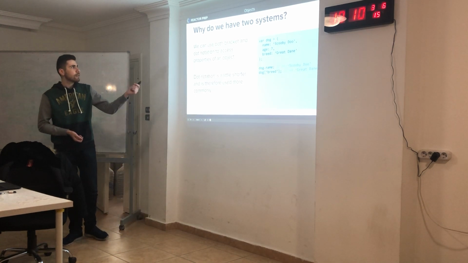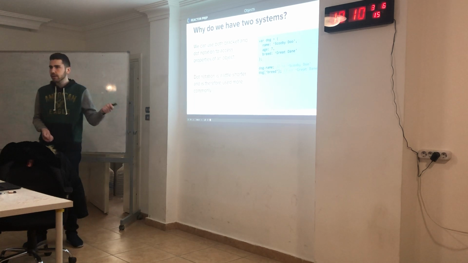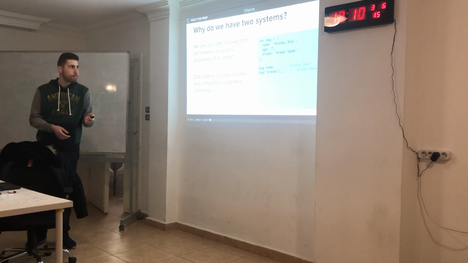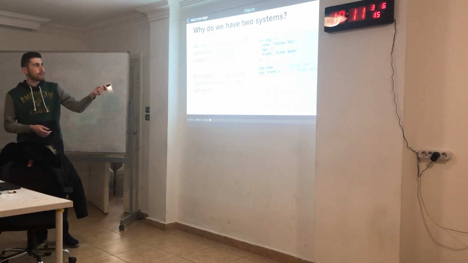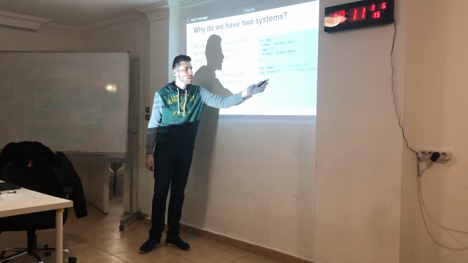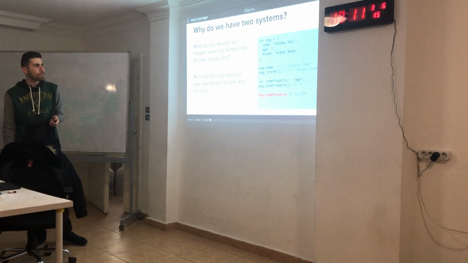And here we can see that we have the two notations, and we're going to see what the difference is between both of them and when we shouldn't use dot notation. So if you want to access the name, we just do dog.name. If you want to access the breed, we're going to do the bracket notation.